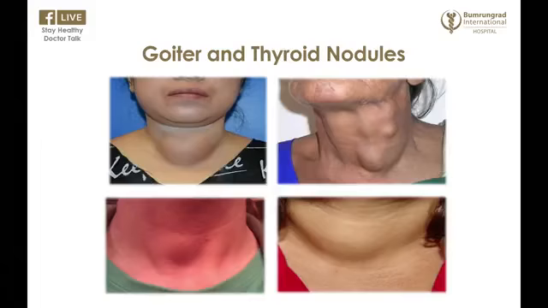On the next screen, there are some examples of goiter and nodule. The word goiter means enlargement of the thyroid gland, and nodules mean a small growth within the thyroid gland. Sometimes it's quite large that people can notice it by themselves or by friends or family, where the gland looks like the first picture. Sometimes they notice a nodule, which can be one or more than one, left or right. That's the example of goiter and thyroid nodule.